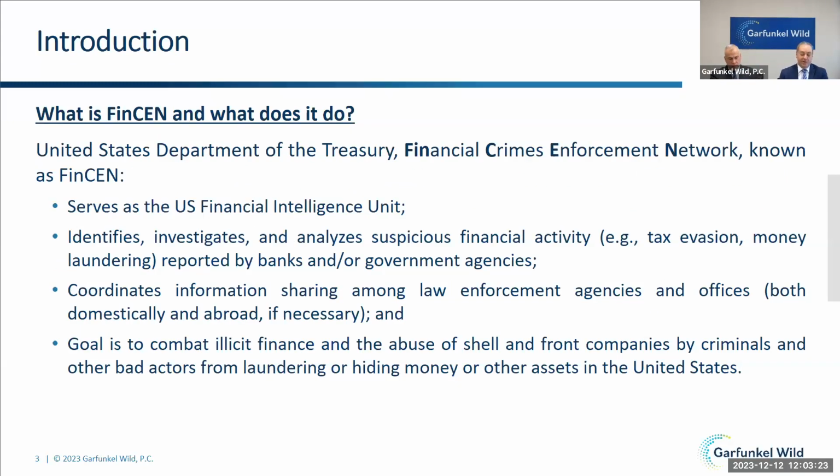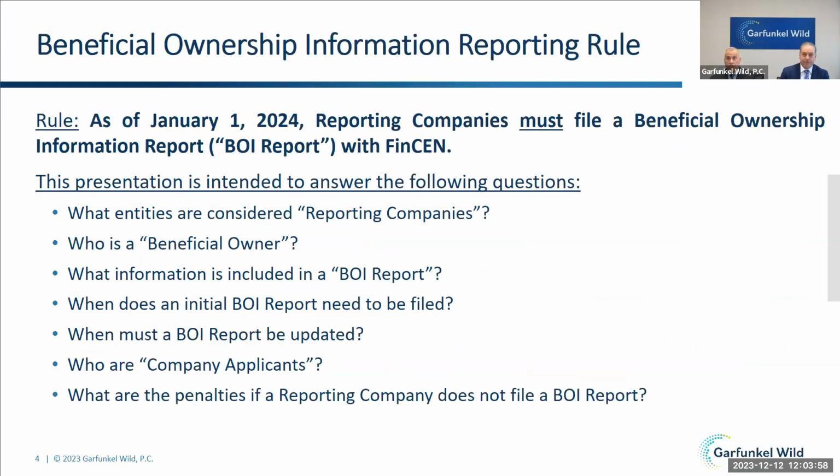So what is FinCEN and what does it do? FinCEN, the United States Department of Treasury Financial Crimes Enforcement Network, serves as the U.S. Financial Intelligence Unit. It identifies, investigates, and analyzes suspicious financial activity like tax evasion and money laundering reported by banks and or government agencies, and it coordinates information sharing among law enforcement agencies and offices, both domestically and abroad if necessary. The goal is to combat illicit finance and the abuse of shell and front companies by criminal and other bad actors from laundering or hiding money or other assets in the United States.